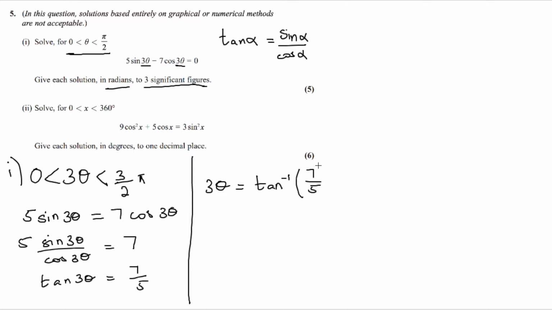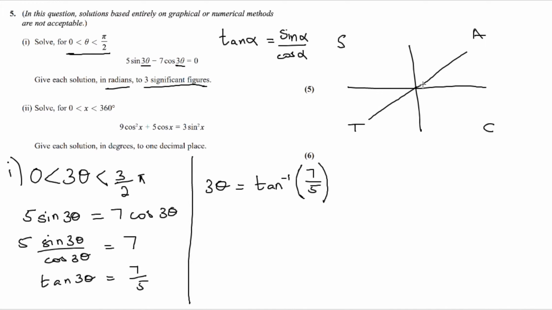Another thing that you must look at here, because now we're going to move on to the graph, which is here. If you remember this graph, A, S, T, C. In the first quadrant, all of them, sine, cosine, and tan, are positive. In the second one, only sine is positive. In the third quadrant, only tan is positive. And in the fourth quadrant, only cosine is positive. Here, we have tan 3 theta equals 7/5. Tan 3 theta is positive. So we know that the solution lies in the first quadrant and in the third quadrant.